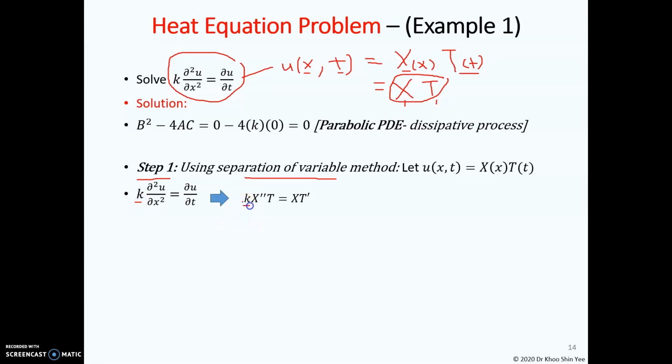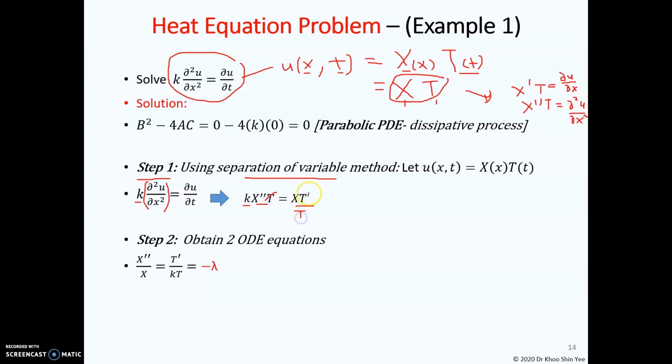K is a constant, and then differentiate U with respect to x twice. So this is after you differentiate u with respect to x once. If you differentiate u with respect to x twice, then you obtain X double prime T, which is this answer. Then differentiate u with respect to t, you obtain X T prime. T you move to the right hand side, you obtain T prime divided by T. X you move to the left hand side, you obtain X double prime divided by X. Normally we keep the X double prime and T prime here, which is the highest derivative on both sides, to be 1. Therefore, this constant we move down here to obtain kT.